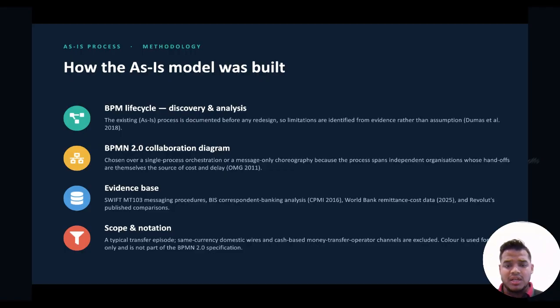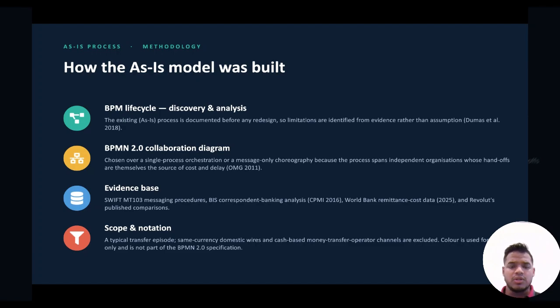We specifically utilized a BPMN collaboration diagram rather than a single process orchestration. A collaboration model allows us to view independent organizations side by side, which is crucial because the organizational handoffs themselves are the primary source of processing delays and friction.